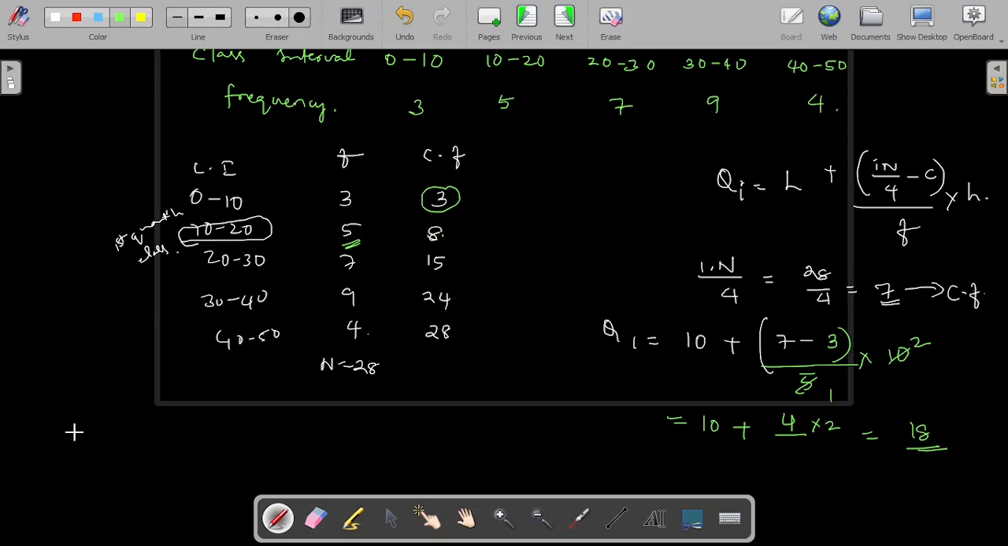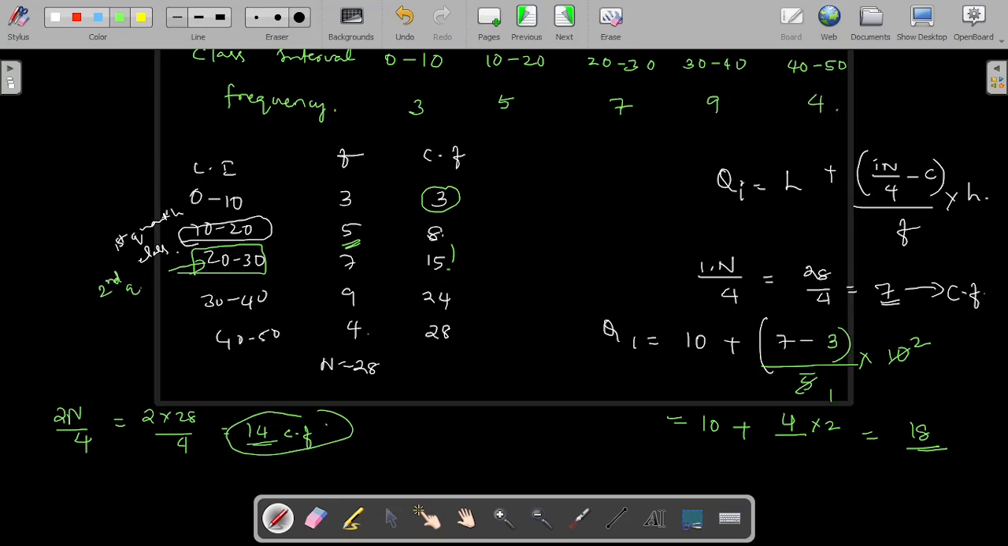Similarly, you need the second quartile. For that, you need the second quartile class. So 2n by 4 you have to find out. 2 into 28 by 4, which is equal to 14. So this cumulative frequency 14, the class corresponding to the cumulative frequency 14, up to 15 here. 14 comes within this. Therefore, this is the second quartile class.